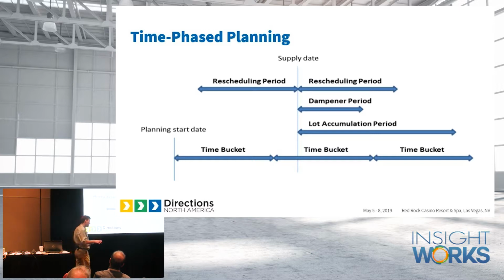But really, if you're going in and you're setting this up from scratch, the simplest thing is lot for lot, possibly with a safety stock and a lot accumulation period. And that's going to cover like maybe 80% of your cases off the bat. And you don't have to worry about much else.